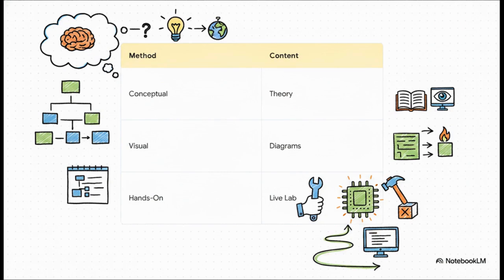It breaks the technical requirements down into 3 rigid categories. Conceptually, it demands complete theory backed by real-world examples. Visually, it explicitly asks for visual explanations and even text format diagrams, literally forcing spatial learning. And for the hands-on component, it mandates practical demonstrations, live labs, and a focus on common mistakes.